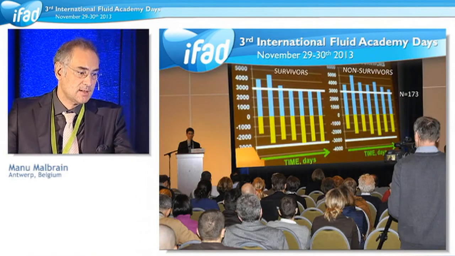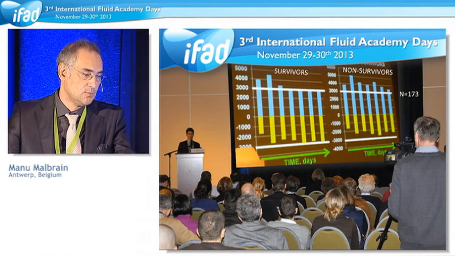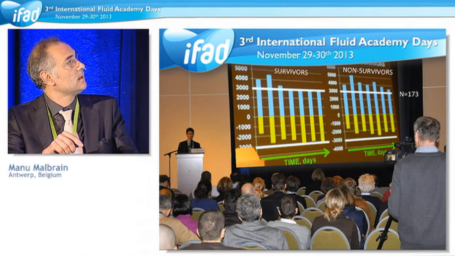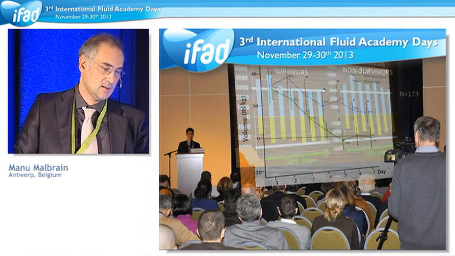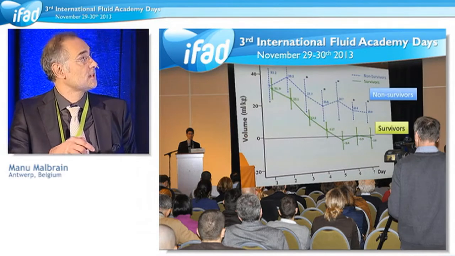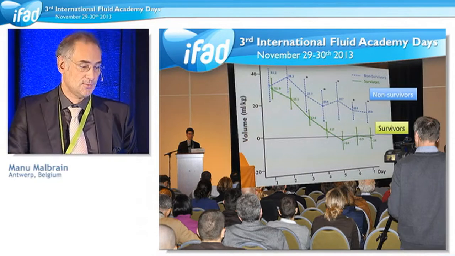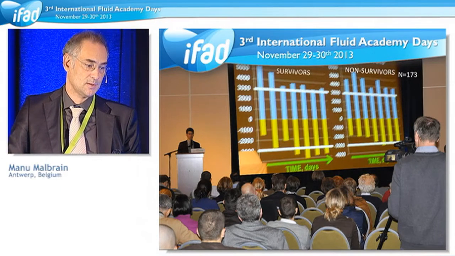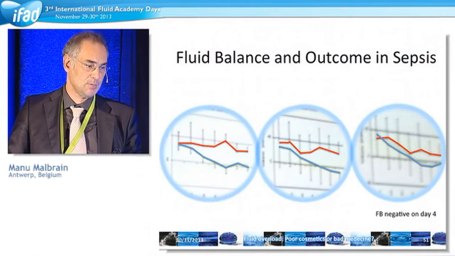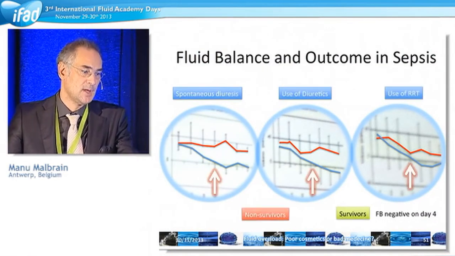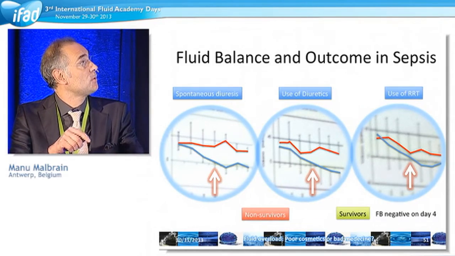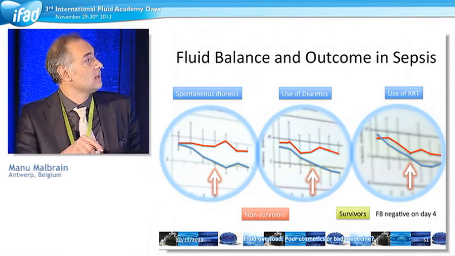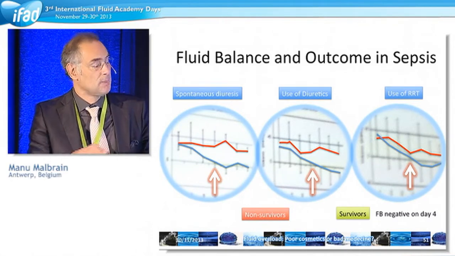So what about fluid balance in sepsis? And this is a study that Jean-Louis Vincent presented. If this is a fluid balance +3, -3, you can see that if you look at survivors, more the fluid balance goes to the negative side than non-survivors, as is shown here on a daily basis. By day 4, survivors have a 0 to negative fluid balance. So probably we should avoid fluid overload. And this holds true whether you try to mobilize the fluids with diuretics, spontaneous diuresis, or renal replacement therapy. Survivors have a 0 to negative fluid balance from day 4.